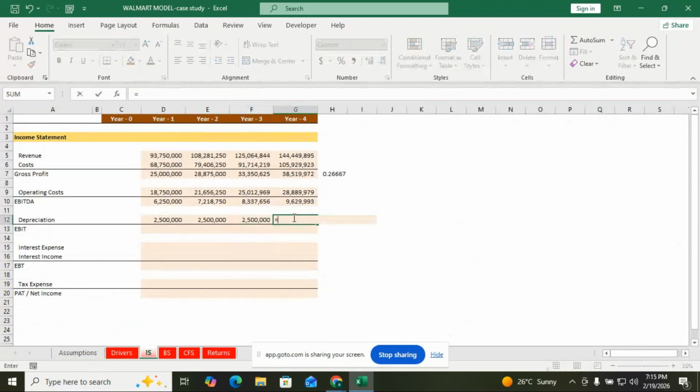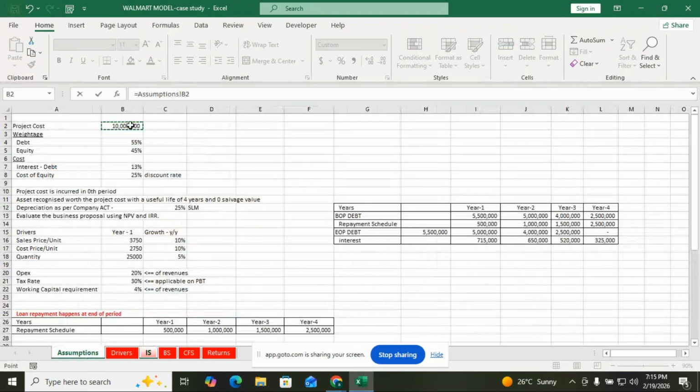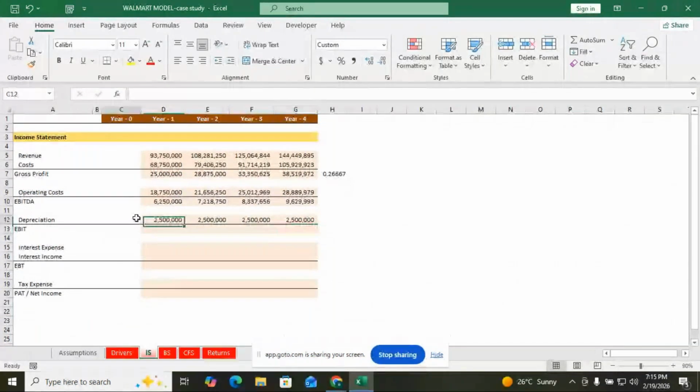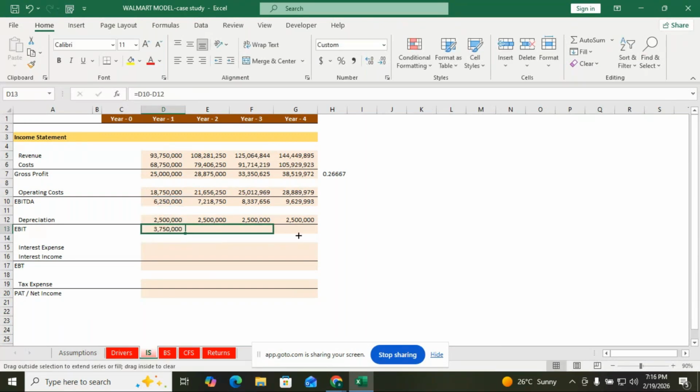And once you compute the depreciation, calculate your EBIT. What is your EBIT? Earnings before interest and tax, that is EBITDA minus depreciation. You should get EBIT. So equals to EBITDA minus the depreciation. Okay, that's all.